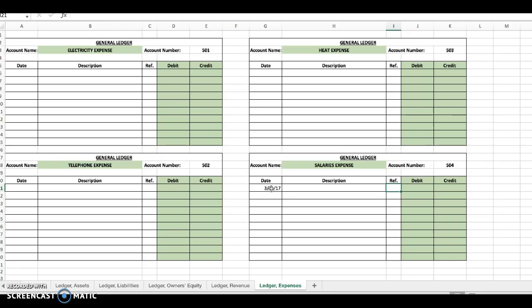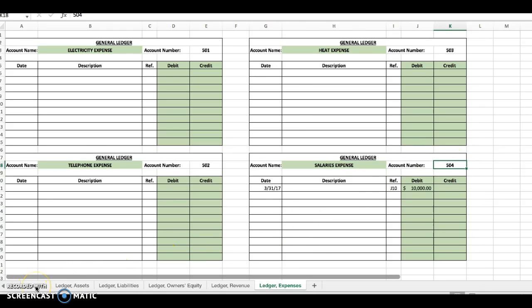And again, I told you that the expense accounts have nothing in them at the beginning of each month and at the end of each month. There's a process that we will talk about later as to why they don't have continual balances. But salary expense would be debited by the $10,000. The journal was journal page 10. We put that in, and this is salaries expense, account number 504.